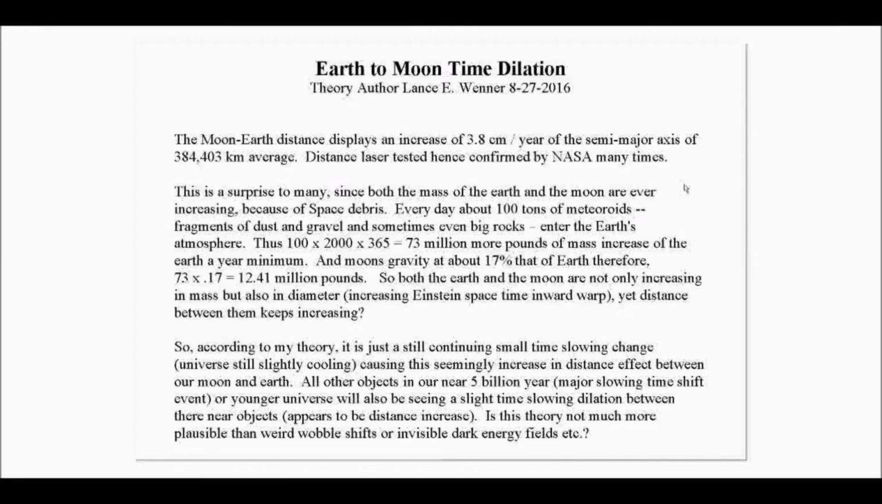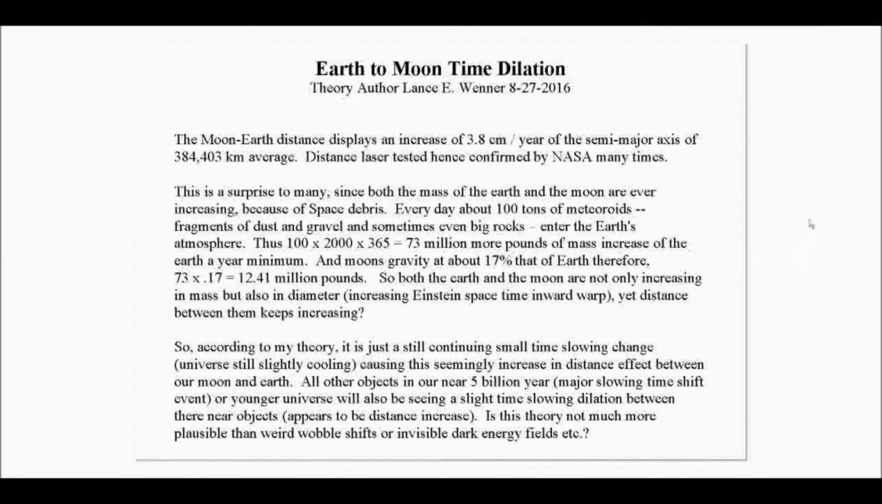So what I'm really saying here is that Einstein said that if you have more mass, the warp of time and space would go inward. So the Earth and the Moon ought to be getting closer, not farther away. They're gaining mass. But not only that, they're also gaining in diameter. And yet they aren't. That's proven. They're spreading apart. Well, what causes that? Same thing, small time dilation. Okay, and this actually is much more plausible than some kind of weird wobble shifts over so many years and invisible dark energy fields.